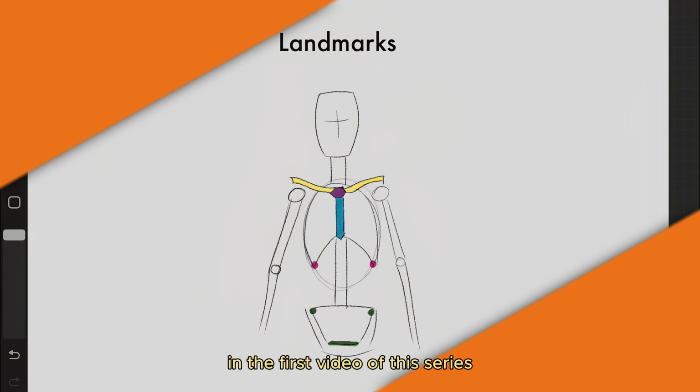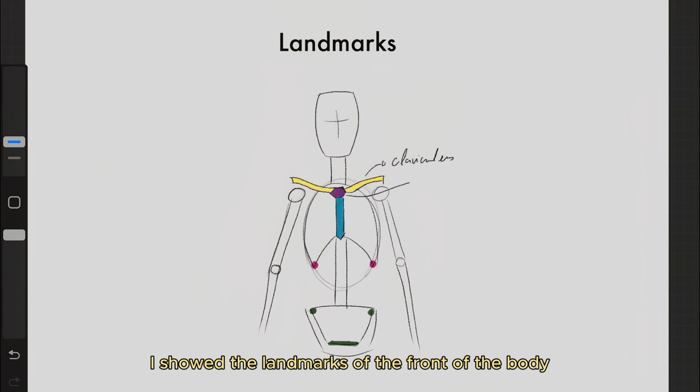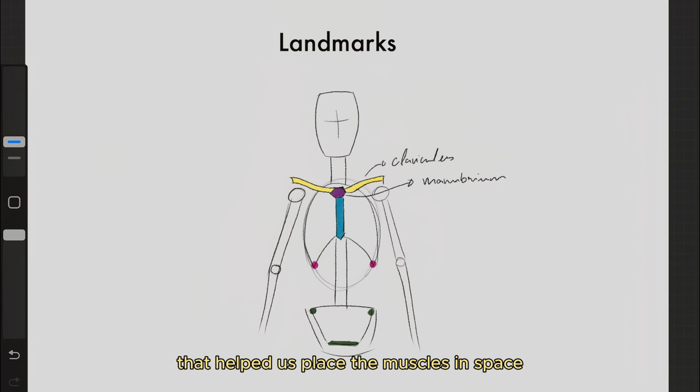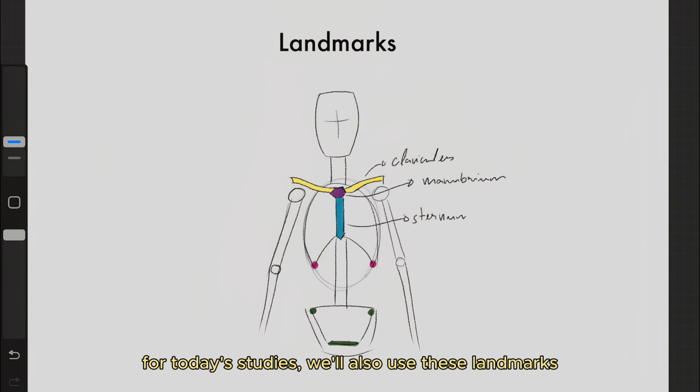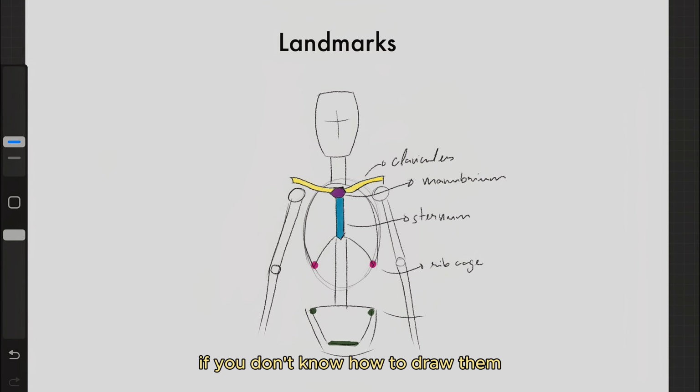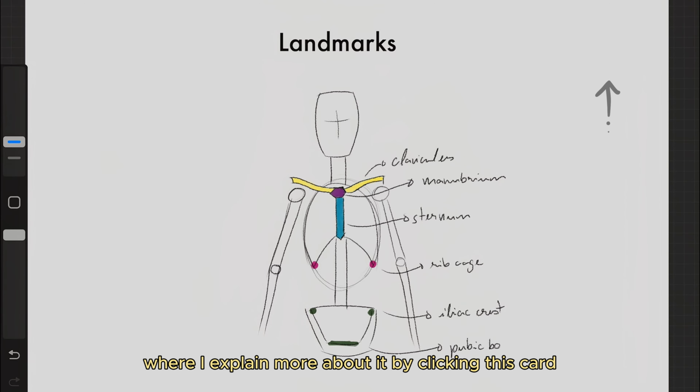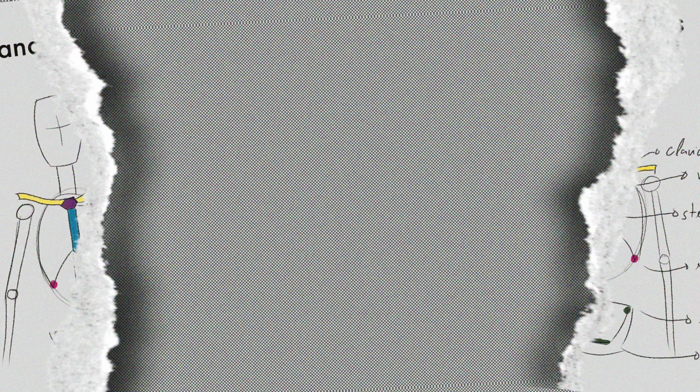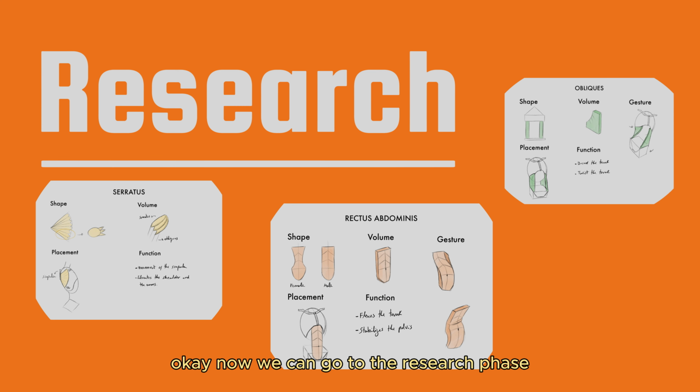In the first video of this series, I showed the landmarks of the front of the body that helped us place the muscles in space. For today's studies, we will also use these landmarks. If you don't know how to draw them, you can watch my previous video where I explain more about it by clicking this card. Okay, now we can go to the research phase.